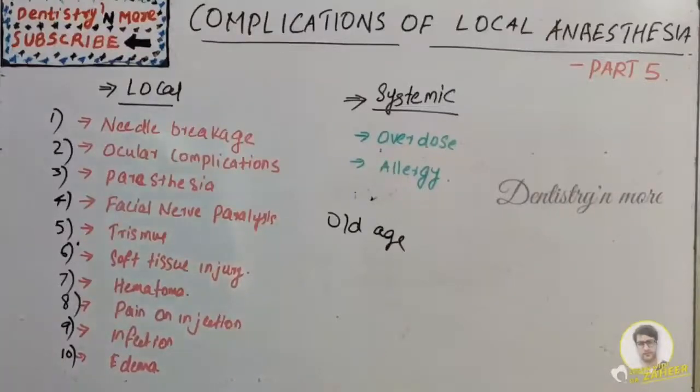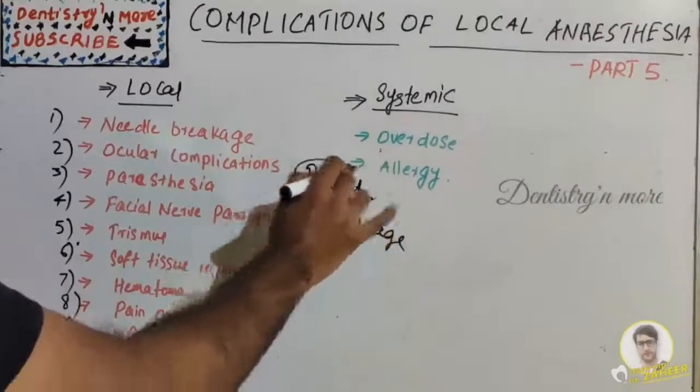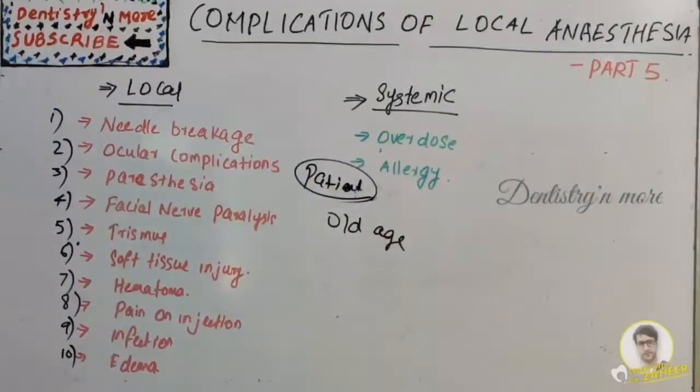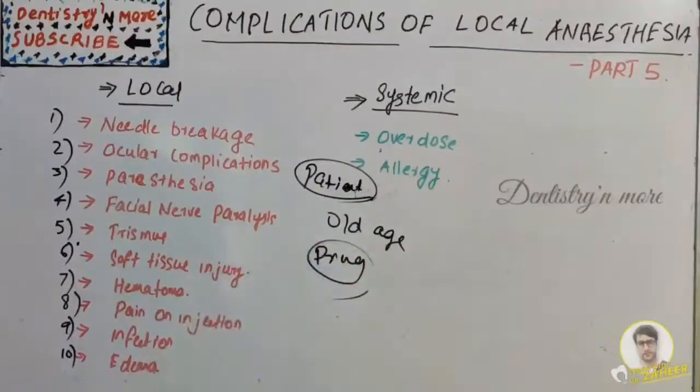Regarding the drugs, we were talking about the patient factors, the predisposing factors in overdosage. In drug factors, the first thing is vasoactivity, that is the vasodilating properties of the LA. Short duration of clinical anesthesia and increased blood level of local anesthetic will result from vasodilation. And concentration: lower concentration should be given, and the smallest dose should be given.